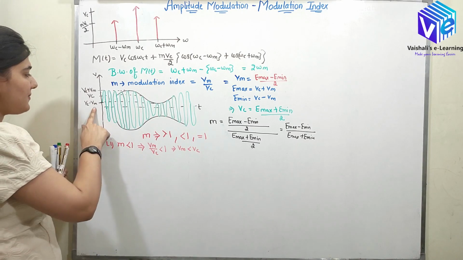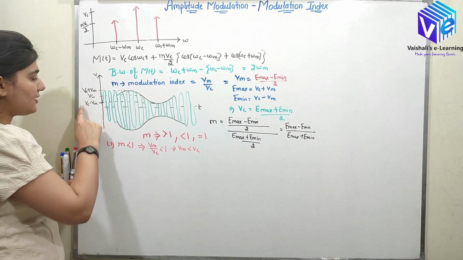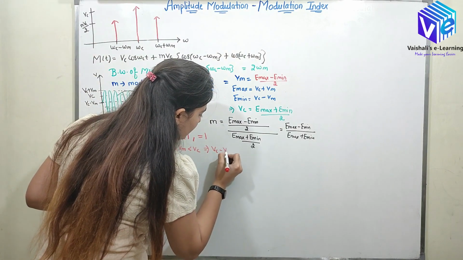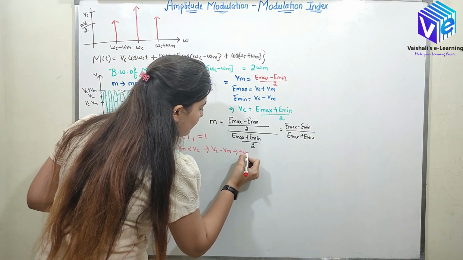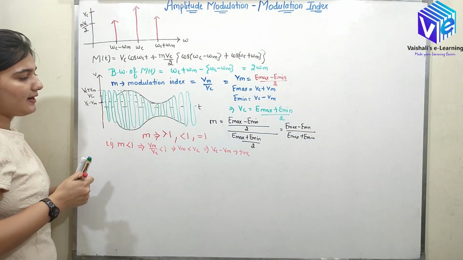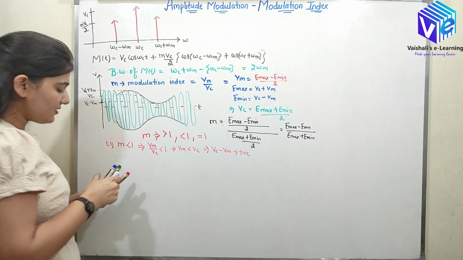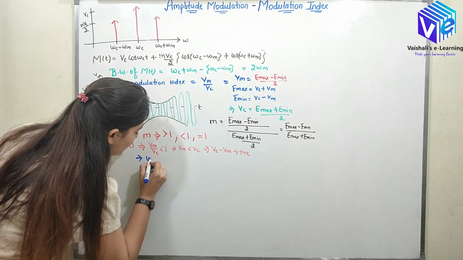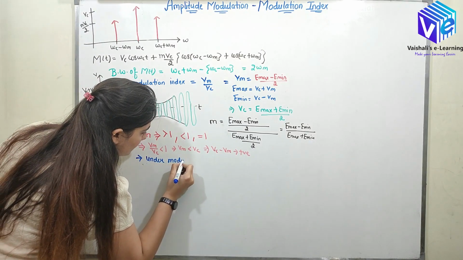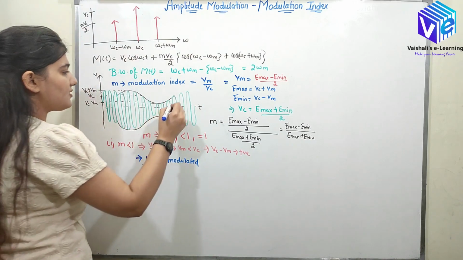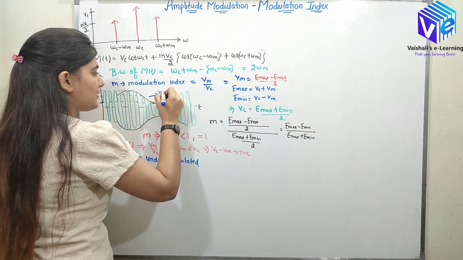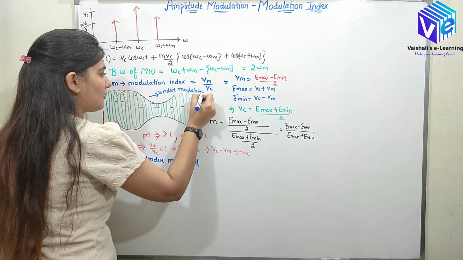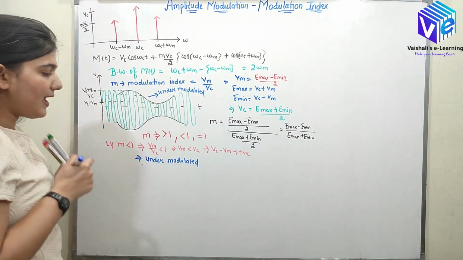So now when Vm is less than Vc, this term Vc minus Vm would be positive. So now this diagram represents this first case. This is called an under-modulated wave. So this diagram represents under-modulated.